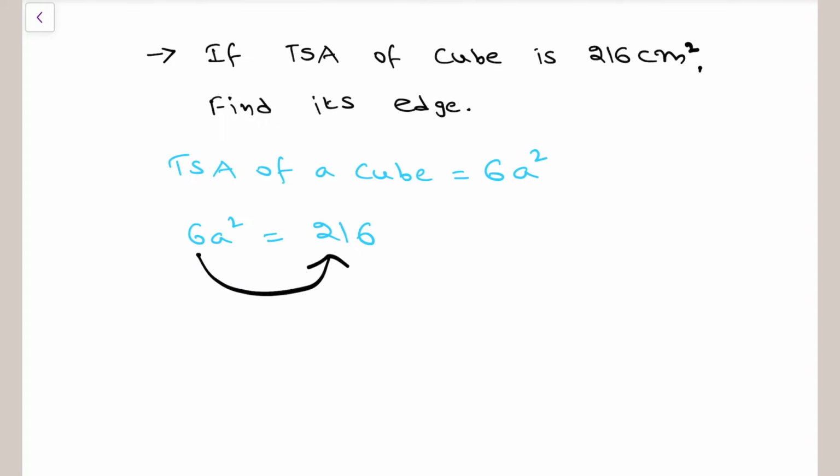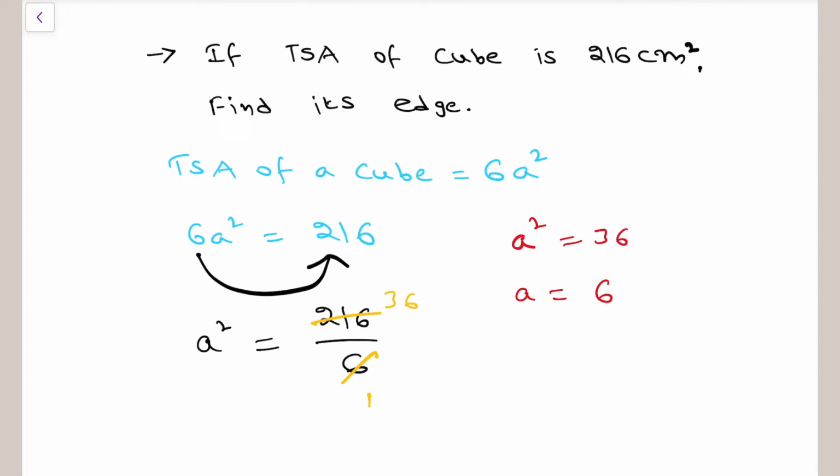So take 6 to the other side, then it becomes division. a square equals 216 divided by 6. 6 ones are 6, 6 threes are 18, so 36. So a square equals 36. Then a square is 36, a will be 6. Here the area is in centimeter square, so the edge will be in centimeters. The edge of the cube is 6 centimeters.